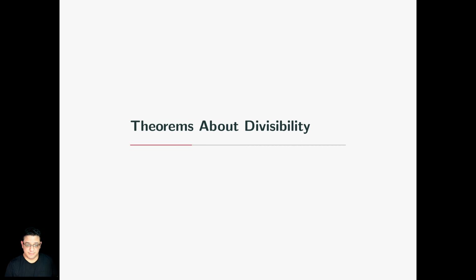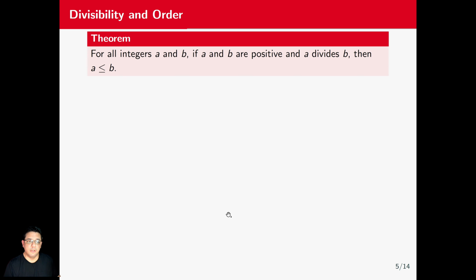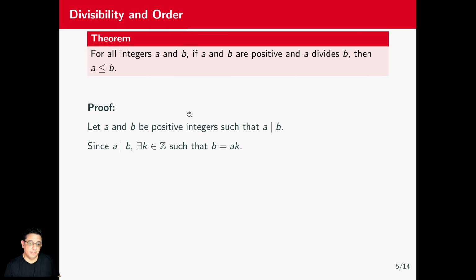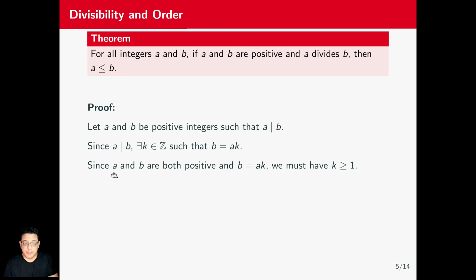Now let's see some theorems about divisibility. First theorem: for all integers a and b, if a and b are positive and a divides b, then we have that a is less than or equal to b. Well, this is going to be a consequence of the following. Let's say a and b are positive integers so that a divides b, then b can be represented as a times a certain k, with k being an integer. That means that you need to multiply a by k to reach b. So that makes sense that a is a smaller number than b.